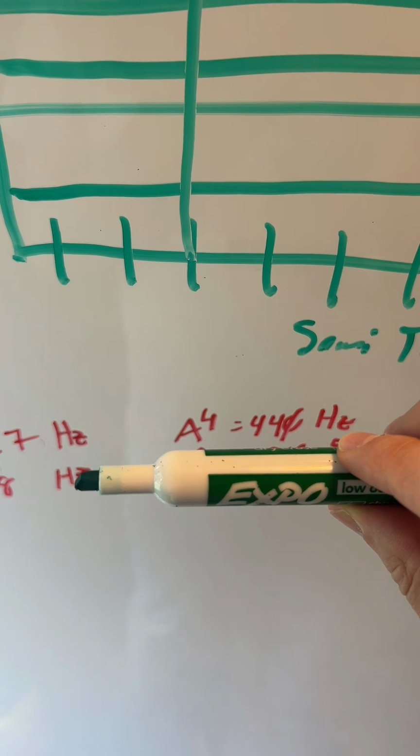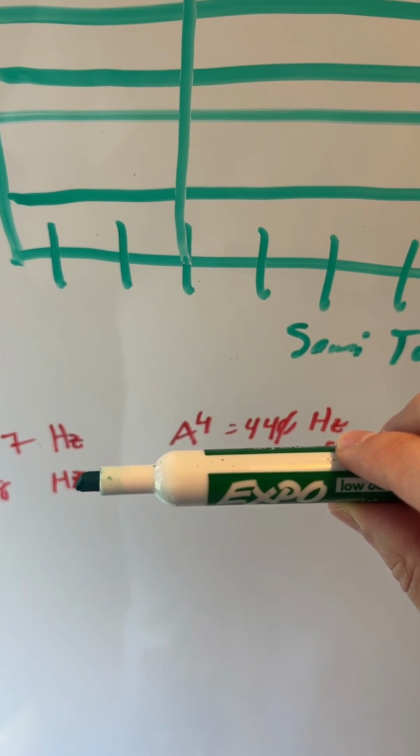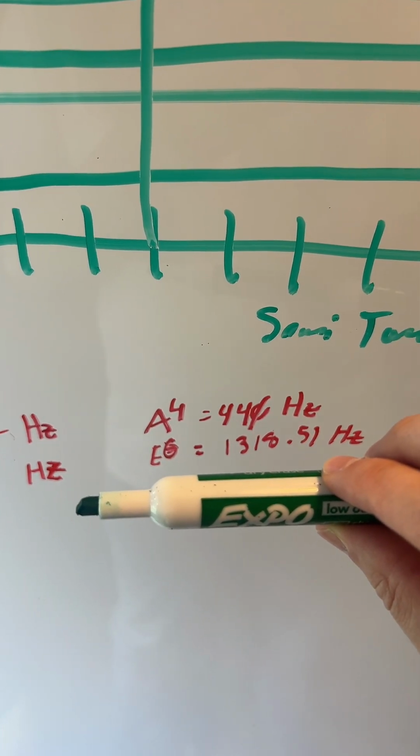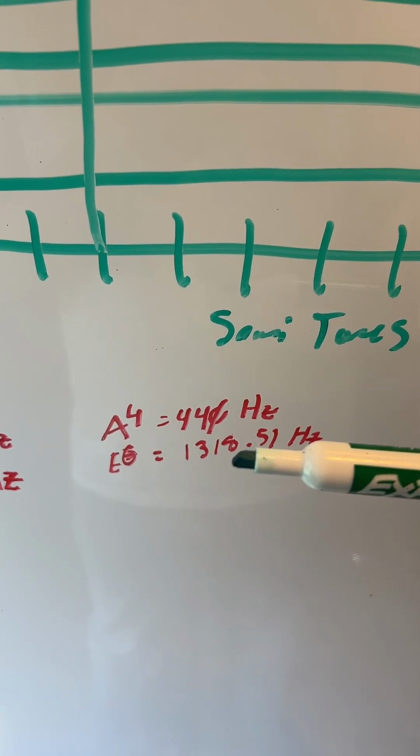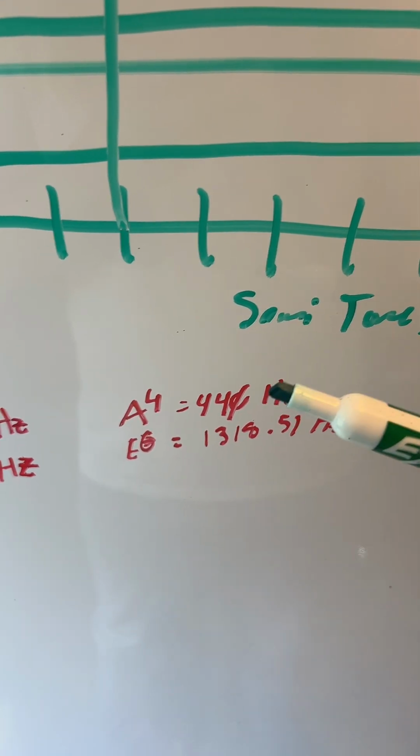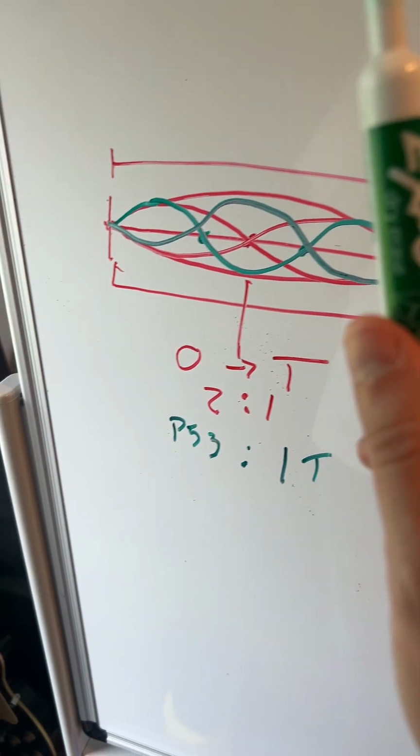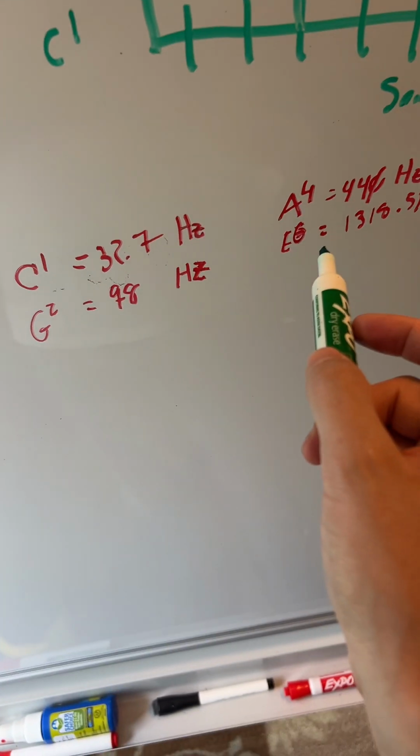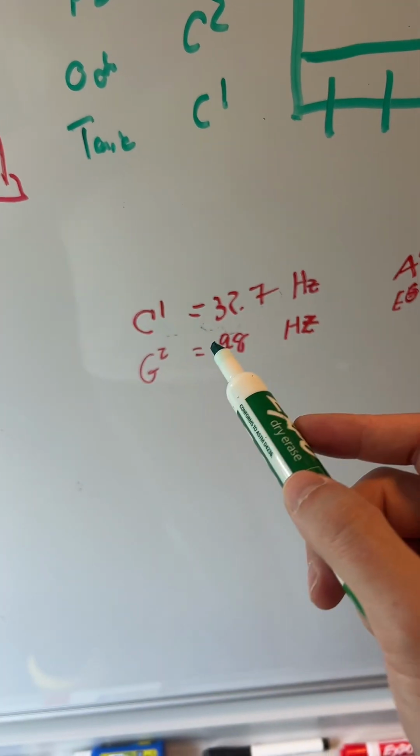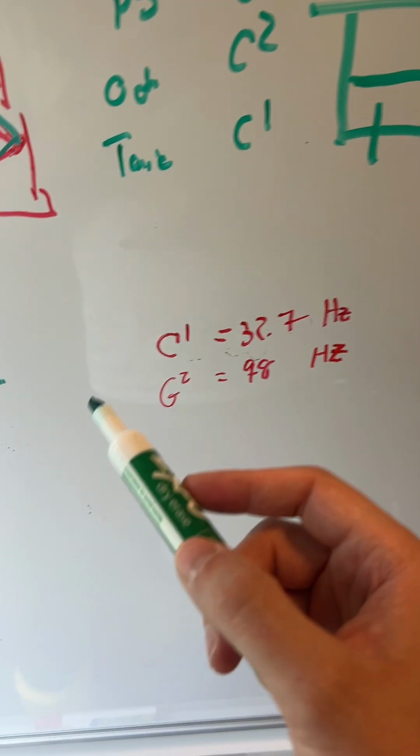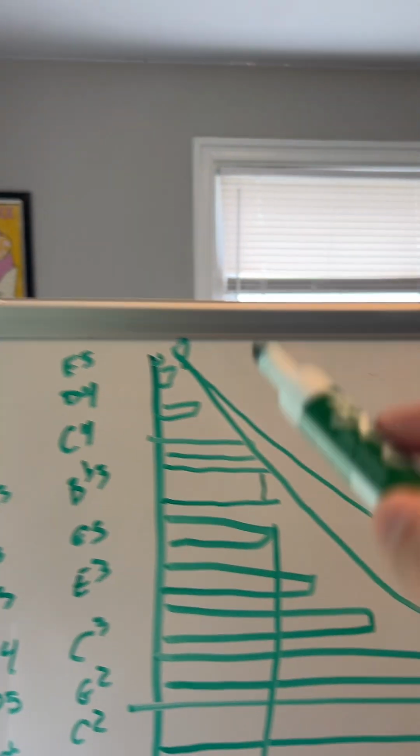Let's try another one. A4 is at 440 hertz. If you multiply that times 3, you get E6, which is 1,318.51 hertz, which is about 3 times as much as your fundamental. And again, E is the fifth of A, G is the fifth of C. And the same thing works with thirds and seconds and all sorts of stuff as it goes up this harmonic series.